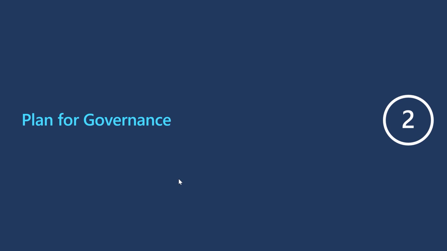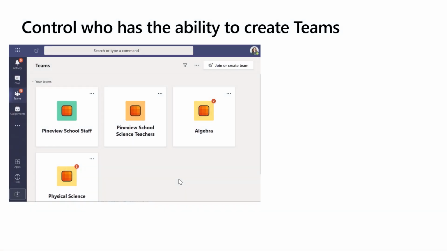So that's what governance is all about. Setting the right rules, making sure that everybody has as many options to use Teams as possible, but still in a controlled way. And that's exactly what we're going for. And the first one I do want to set up is control who has the ability to create teams.